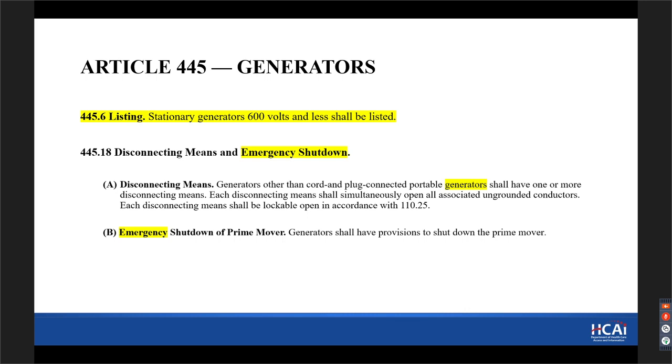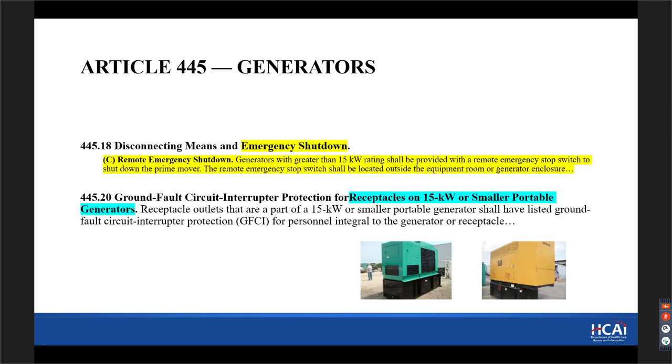Now we're talking about generators listing. I include some of this. We're seeing more requirements for generators just with all our PSPS events with the new AB 2511 requirements. And so, stationary generators shall be listed. They'll have emergency shutdown. Generators other than cord and plug connected portable generators have one or more disconnecting means. Emergency shutdown of the prime mover is required.